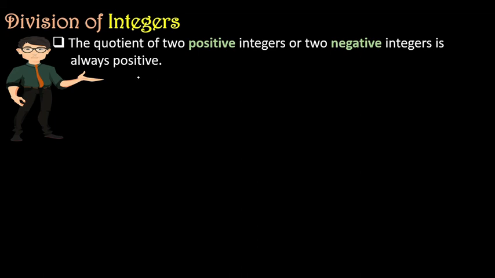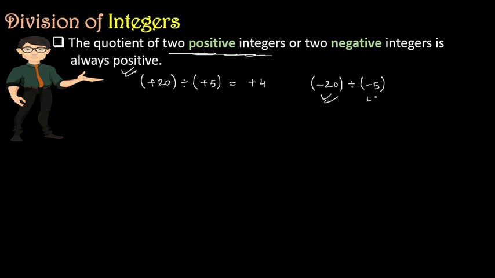Suppose I ask you to divide plus 20 by plus 5, you will say the answer is plus 4. When you divide two positive integers, your answer is always positive. Similarly, if I ask you to divide minus 20 by minus 5, both numbers are negative integers. This rule says that when you divide two negative integers, your answer is always positive. So your answer is plus 4.